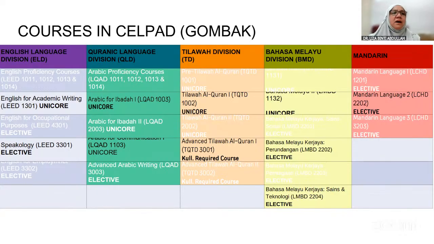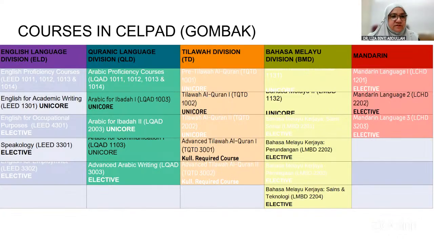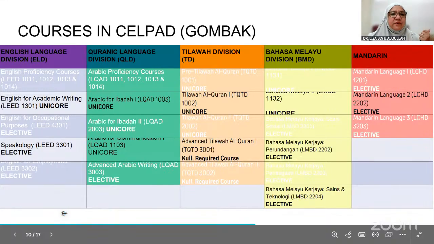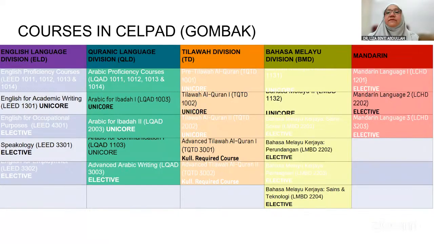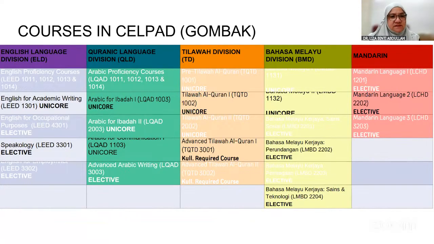Now, what we have in CELPAD: we have the English Language Division, which I mentioned already, and these are the courses that we have in ELD. We have English proficiency courses. We also have Unicore English for Academic Writing, which everybody in this university has to take once you are done with your English proficiency courses. If you are exempted from the English language courses, then you have to do English for Academic Writing in year 1. This is Unicore, which means everybody in the university has to take it. We also have English for Occupational Purposes, psychology, and English for Employment, and these are all electives. If you want to know more, you have to visit our website or visit us.